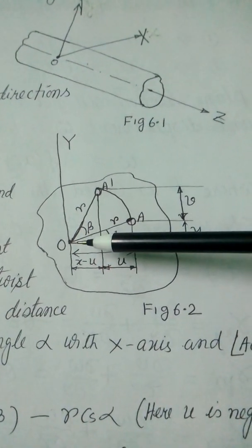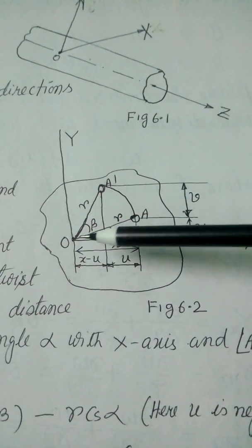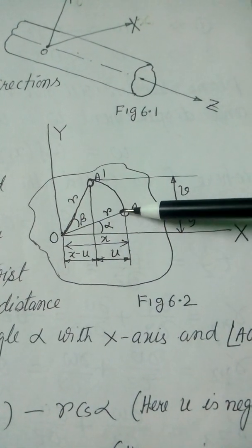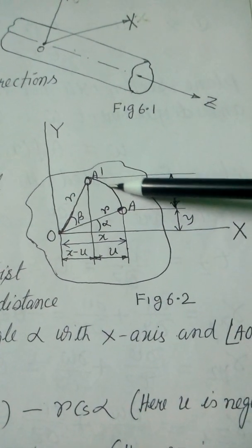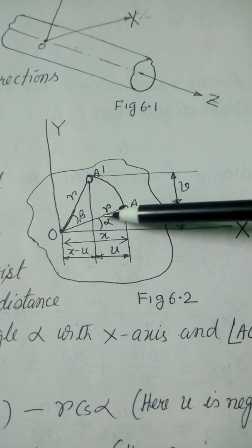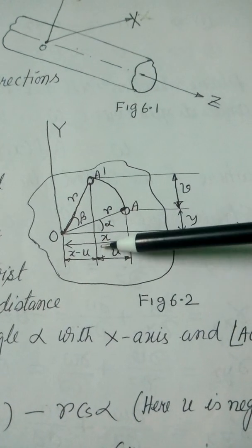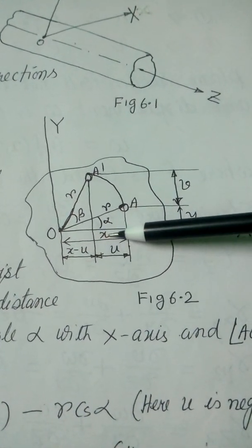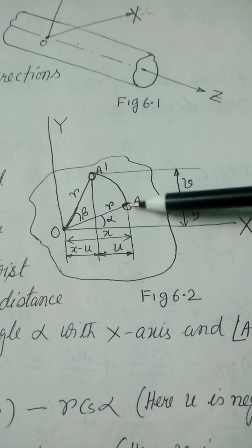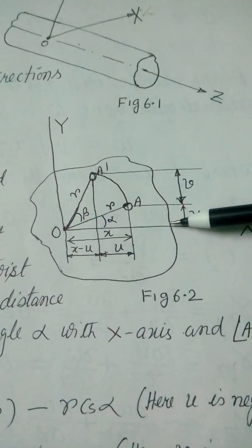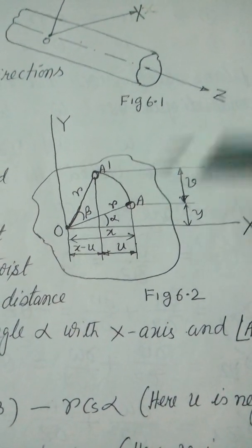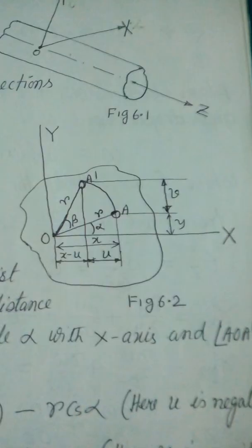Now here, this is a point A. A goes to A dash with an angle beta, and this angle is alpha. Okay, now this is x, and for this point A, this is x and this is y. Okay, so the others are okay.